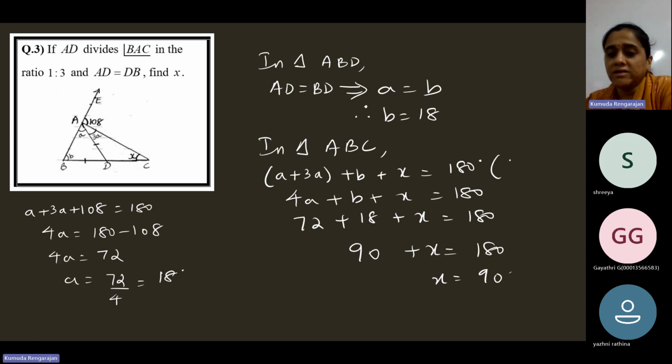What is the reason here? Angle sum property of a triangle.